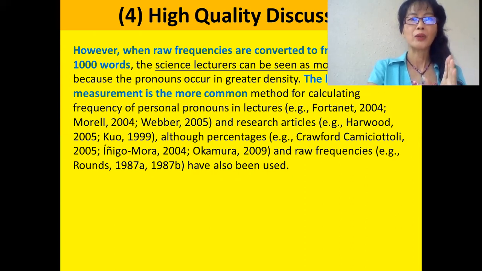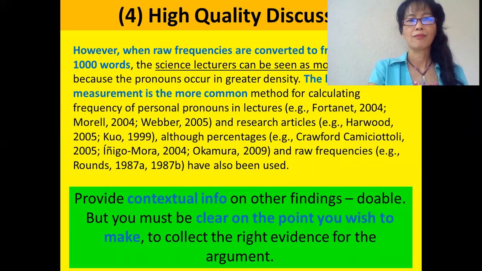And from this, we know that this researcher is very familiar with not only her own study, but also all those that she has cited to be able to come to this knowledge that this is one point of comparison, and that is going to affect use of pronouns as a measure of interactivity. So to provide contextual information on other findings is doable, but you must be clear on the point you want to make to collect the right evidence for the argument.